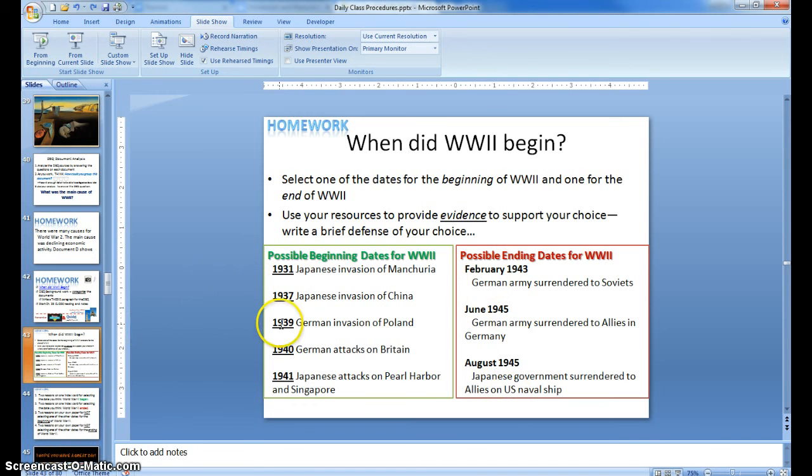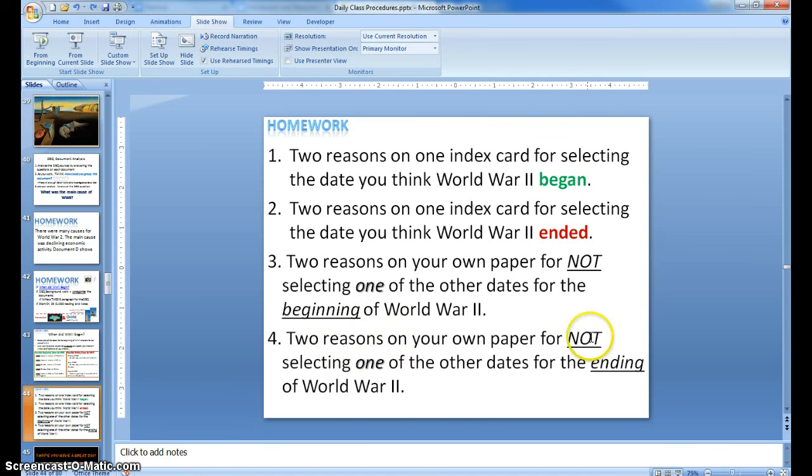Why? Give a reason. Well, I didn't pick 1939 because really that was just one country and it was a world war once Germany actually attacked Britain. So I didn't pick 1939 because that was just a small part of it. I really think the war started in 1930 because that's when Germany started going after the last free ally. Or I didn't pick 1943 because the war was still going on. They surrendered to the Soviets, but they kept fighting. They didn't even surrender for another 2 years after that. So that's why I didn't pick February 1943. That's what I mean by 2 reasons on your own paper for not selecting one of the other dates.